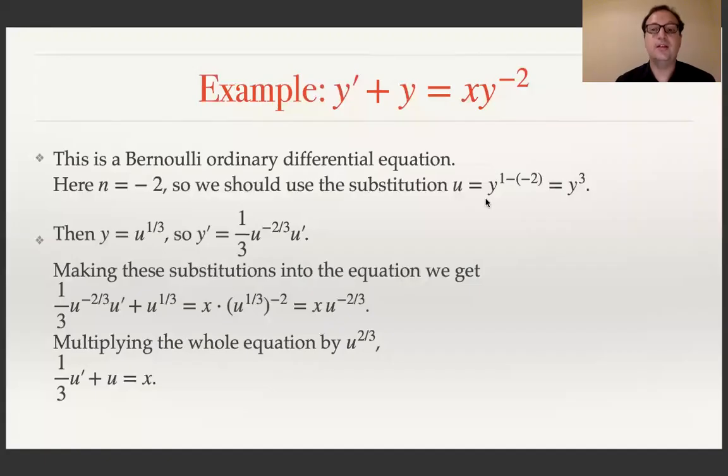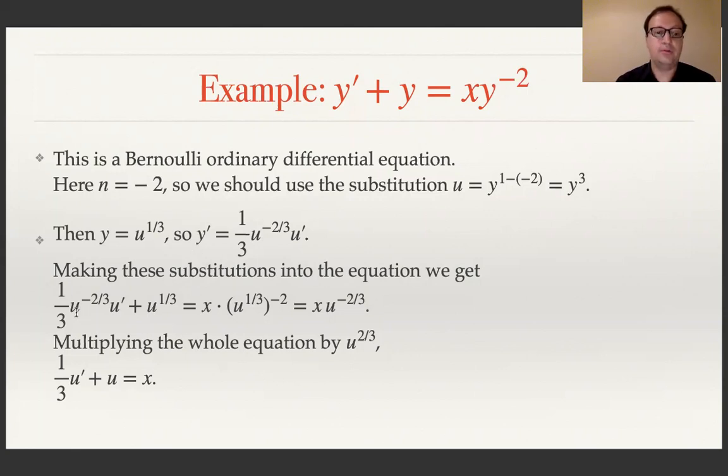The power of y is n equals minus 2, so when solving the equation we should use the substitution u is equal to y to the power 1 minus n, which is 1 minus minus 2, so it's y to the third power, y cubed. Well, if u is y cubed, then y is the cubic root of u, or u to the power 1/3, and then by the chain rule, when we differentiate y, we get y prime is 1/3 u to the power minus 2/3, and then times du over dx, because u itself is a function of x. So now that we have y and y prime, we can completely replace y by u in the equation.